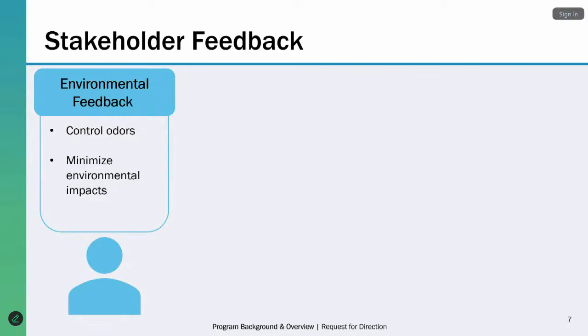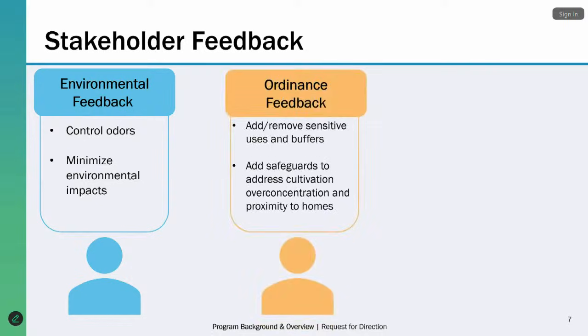During the public comment period, we received feedback on the environmental analysis, the draft ordinances, and the program overall. Starting with the environmental analysis, some community groups and members raised concerns about cannabis odor and asked for stronger odor control standards at cultivation facilities. They also expressed broader concerns about environmental impacts. We also received recommendations to modify the list of sensitive uses and buffer distances.